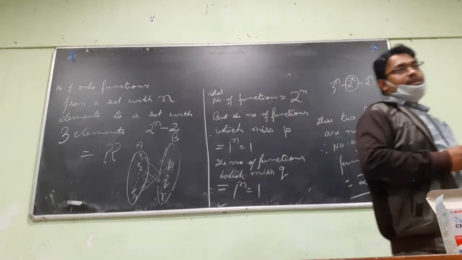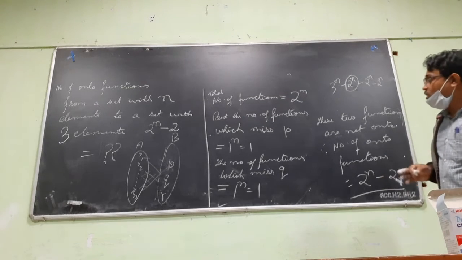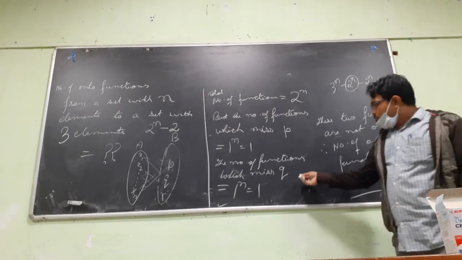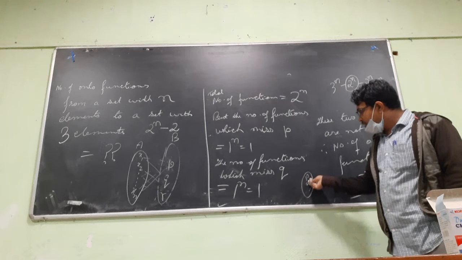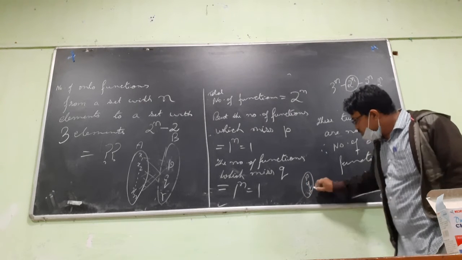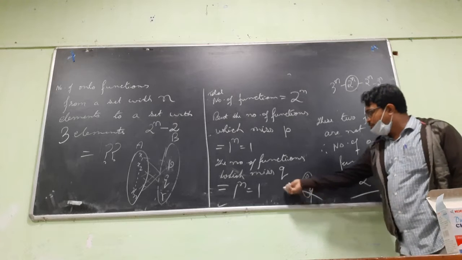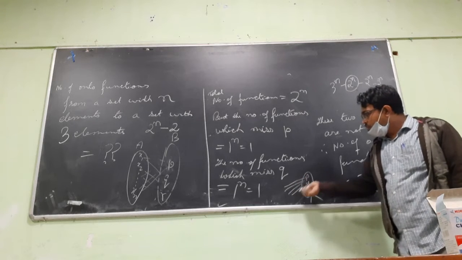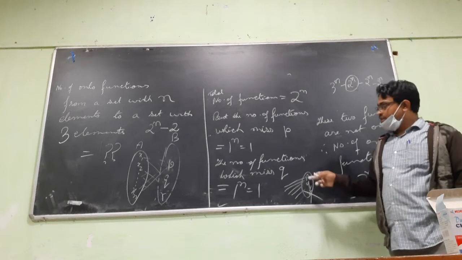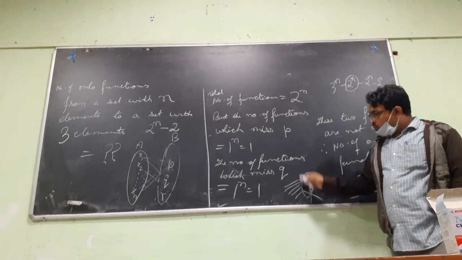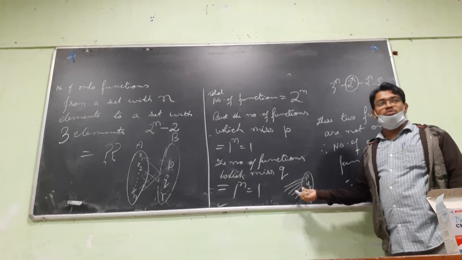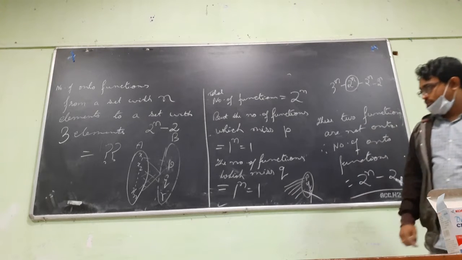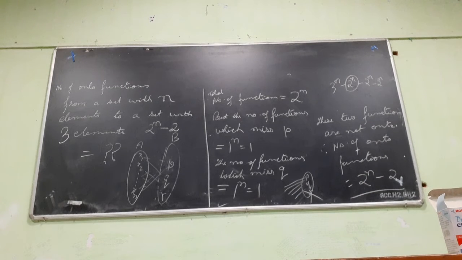Okay, so we have excluded all those functions which do not go to R. That means we have considered all those functions which go to P and Q. But out of these functions there are many functions which are not onto. So try to think about that.